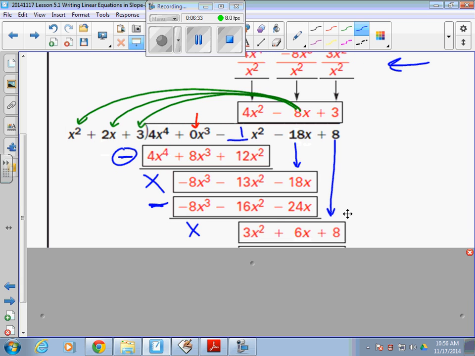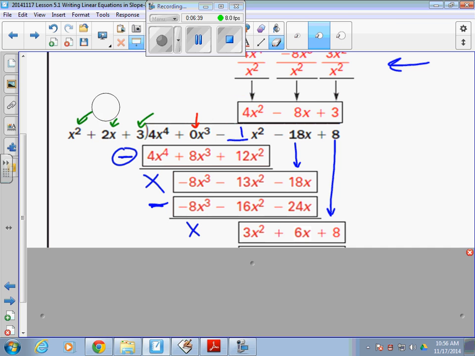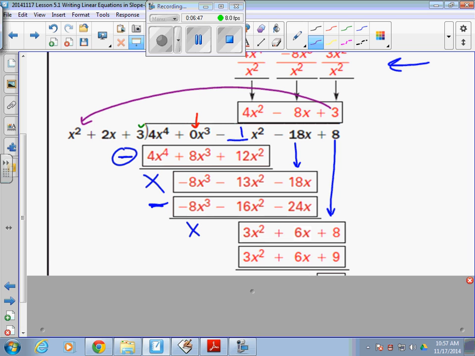Again, long division. We have one more thing we have to multiply by. We multiplied by the first one, and we multiplied by the second one. Now we're going to multiply on the last one by 3 for each of these. Okay? So 3 times x squared is 3x squared. 3 times 2x is positive 6x, and 3 times 3 is 9.